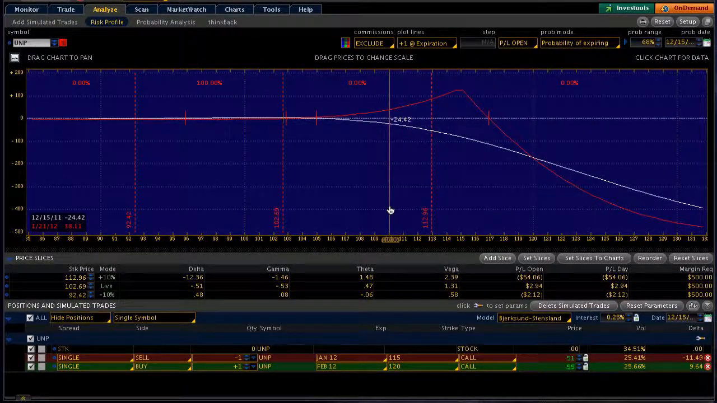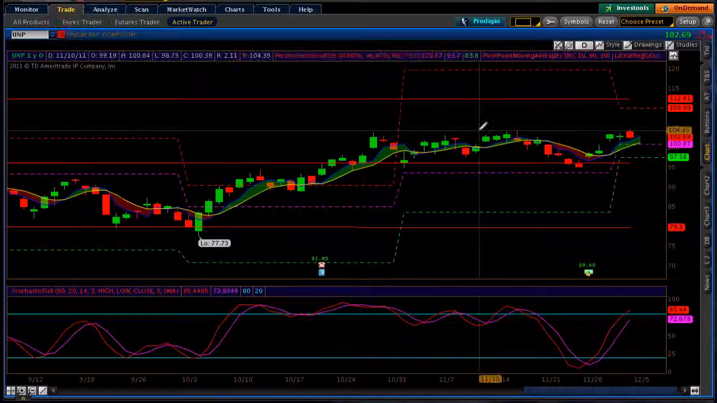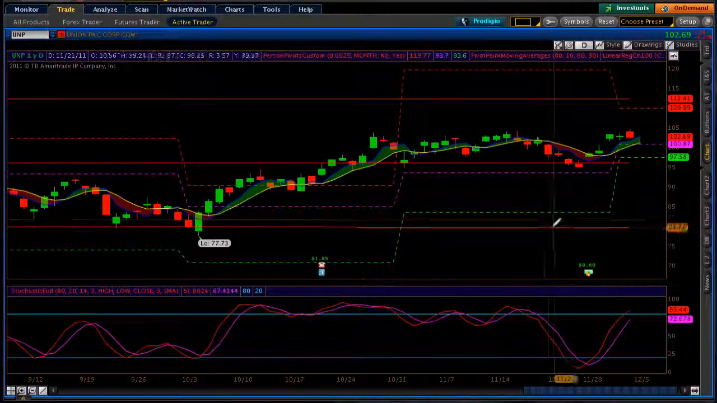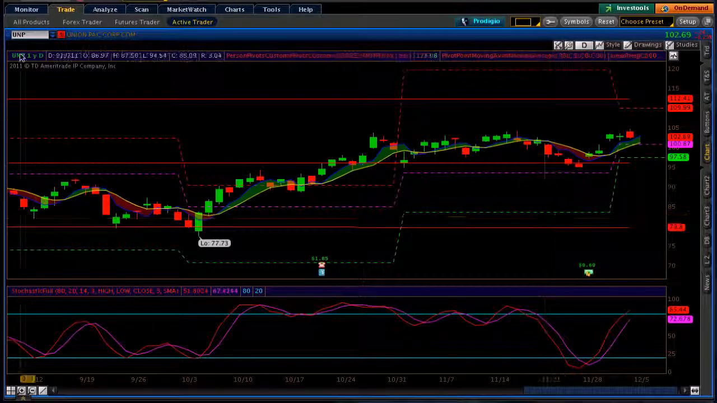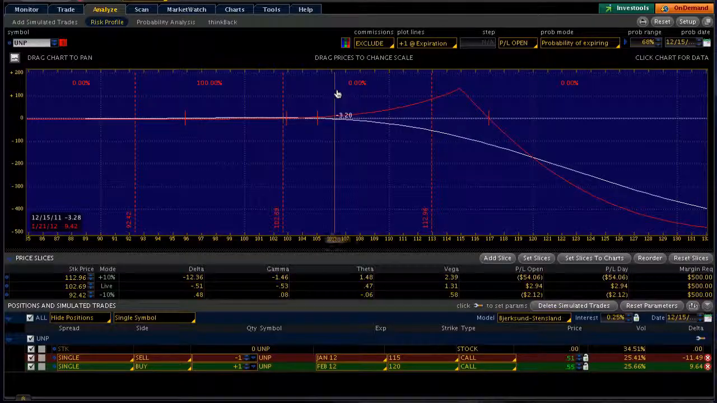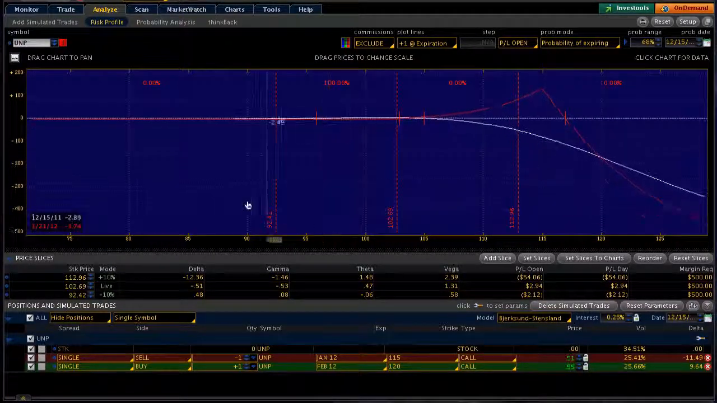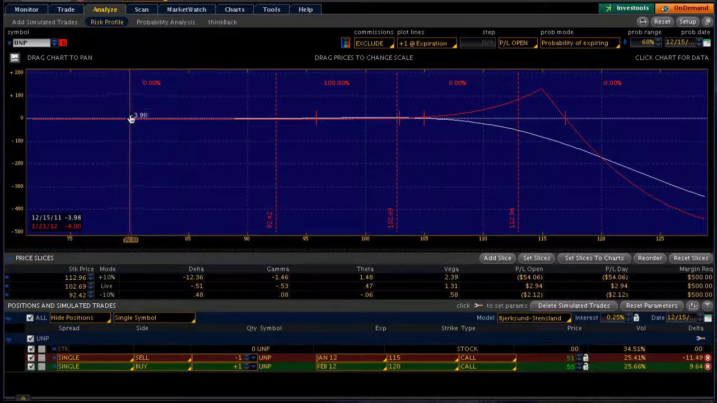Now if we have a major sell-off, okay, let's say we're trading right here at 102.69. Let's say we have a big sell-off all the way down to around $80. So we have a major sell-off and we lose 20 points on this thing, and we go all the way down to $80, way down to here. What is my max loss? My max loss is $4. Right there, $4.